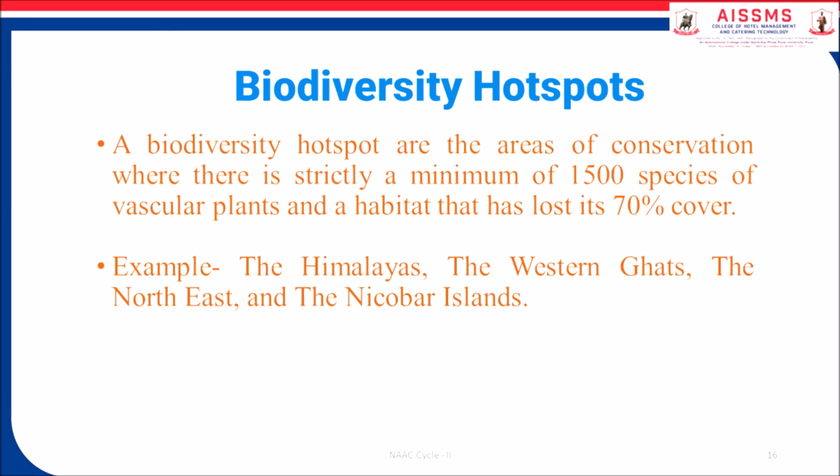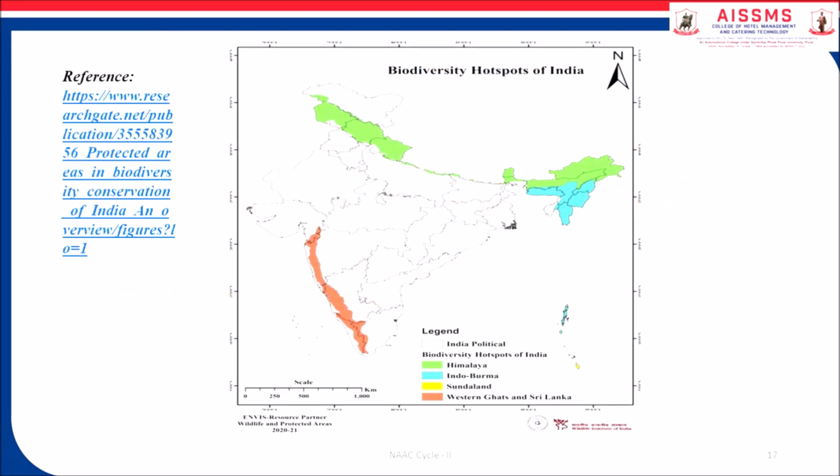These are protected areas for various purposes where the wildlife inhabitant lifestyle and domesticated plants and animals are conserved. Tourist and research activities are allowed here too. Examples of biodiversity hotspots are the Himalayas, the Western Ghats, the Northeast and the Nicobar Islands. Here in this map, you will be able to see biodiversity hotspots of India highlighted in different colors.